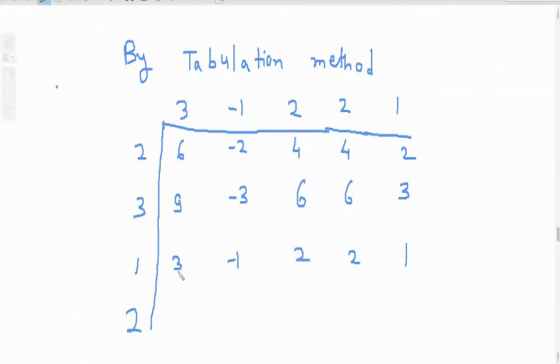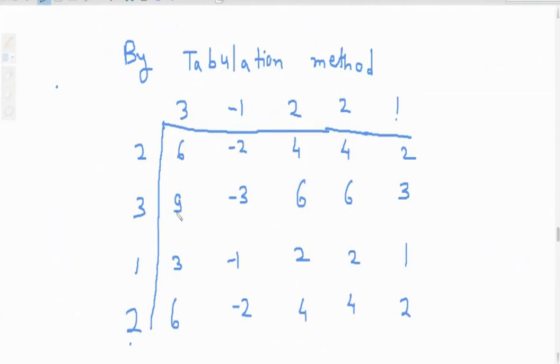Be careful in the multiplication. 2 into 3, 6. 2 into minus 1, minus 2. 2 into 2, 4. 2 into 1, 2. So how did I get this table? These two I have multiplied with 3, minus 1, 2, 2, 1. So I got the first row.